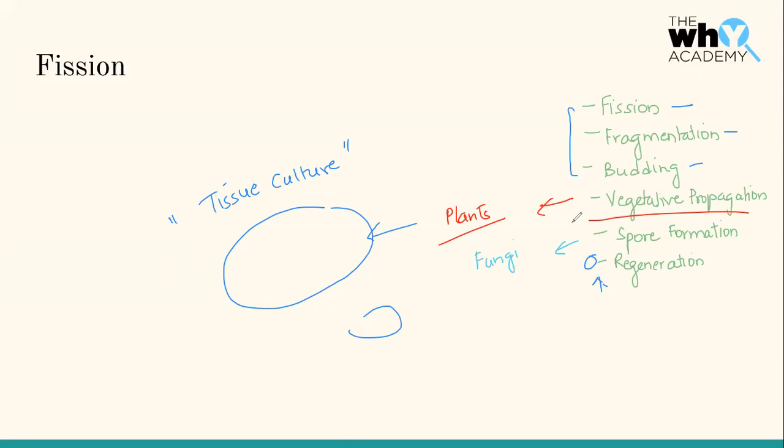Tissue culture, what you do is you take up different plants, right? You can take, let's say, the root of maybe potato and the shoot of tomato.